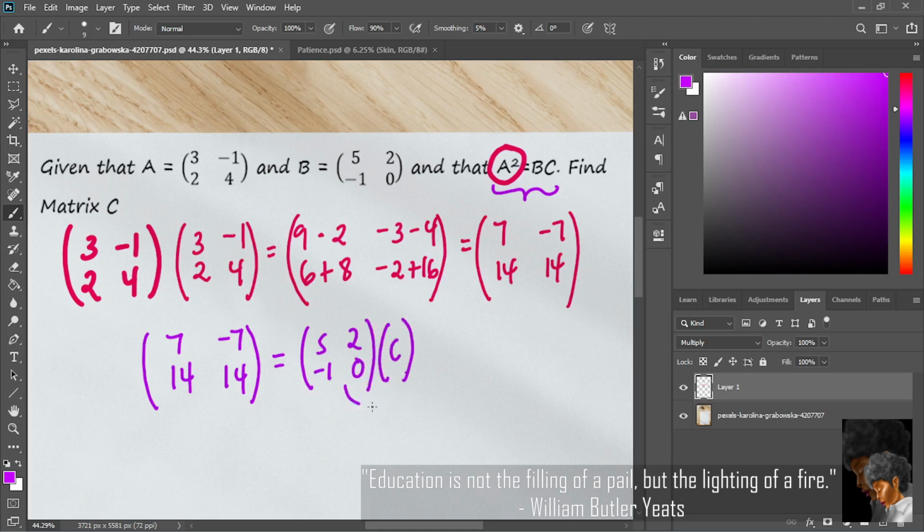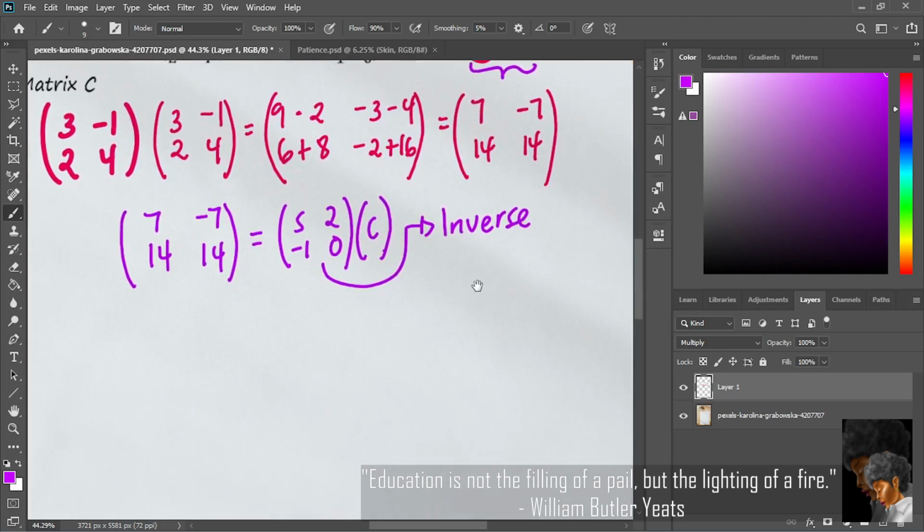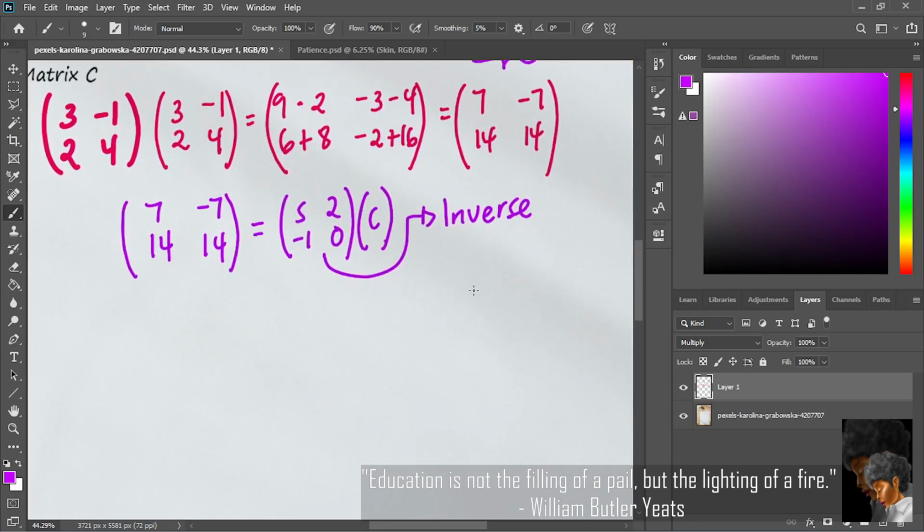So for this particular case, we need to get the inverse of this, because in matrices there is no division. So if you want to remove any matrix from one side so that you only remain with C, we need to get the inverse, which acts like the reciprocal of a given matrix. Then we multiply on both sides.